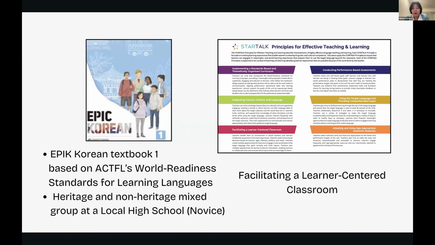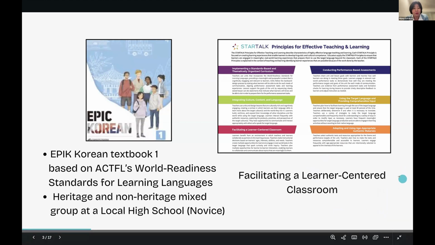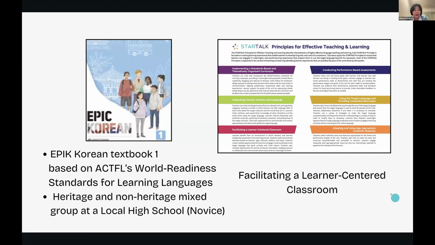I also followed the 6 Startalk principles for effective teaching and learning. I try to do all of these things, of course, but these lessons focus more on my teaching role as a facilitator. I design the tasks for them to do on their own, and while I'm roaming in the classroom, if some students need extra help, I go to them and help individually. So I was able to pay more attention to who was struggling.